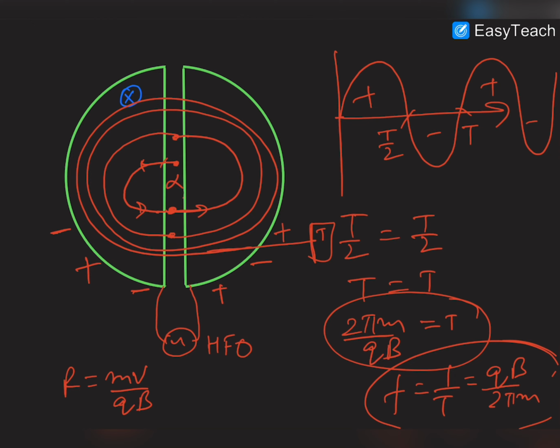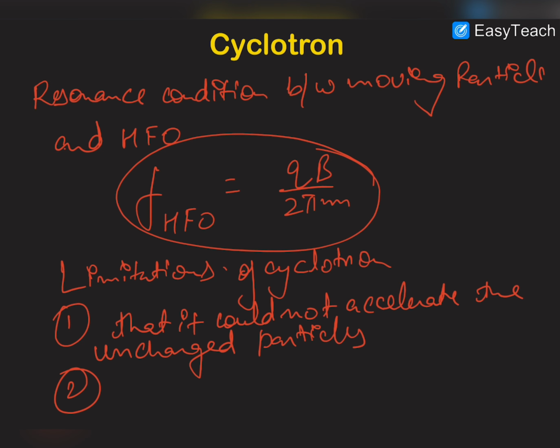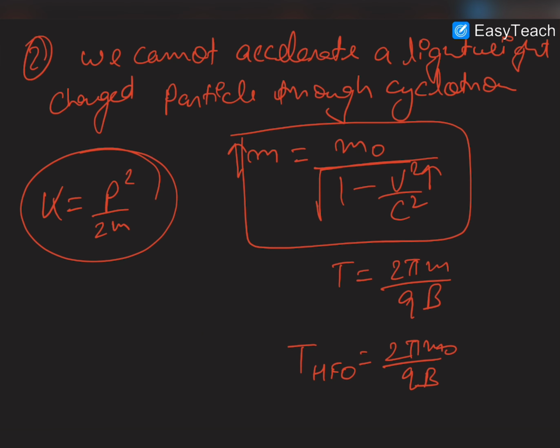So it would not be accelerated, and the cyclotron, which is a device to accelerate the particle, will not work. So therefore we cannot accelerate the particles whose mass is lower. In fact, we can accelerate the particles with greater masses in the cyclotron, like alpha particles.